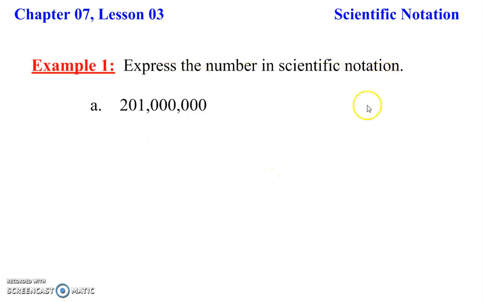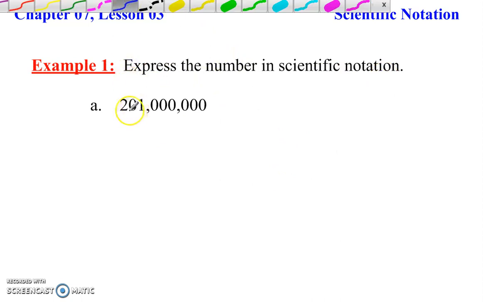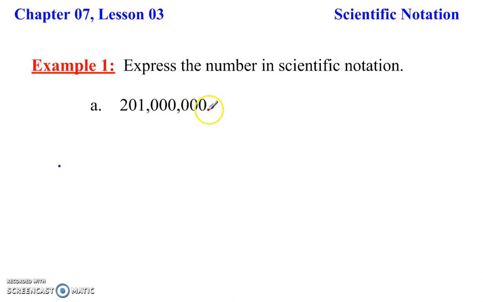Okay, so we want to express this in scientific notation. Remember, the decimal has to go after the first non-zero number. So currently the decimal is behind the number here, and we've got to move it all the way up there. So it's going to be 2.01. We don't need any of the zeros after that. And then times 10, and now we want to figure out to what power. Every time you multiply something by 10, that means you move the decimal one place. So there's 1, 2, 3, 4, 5, 6, 7, 8. So 10 to the 8th power.